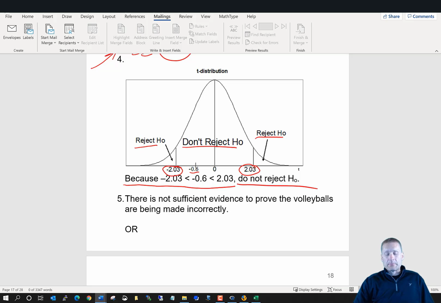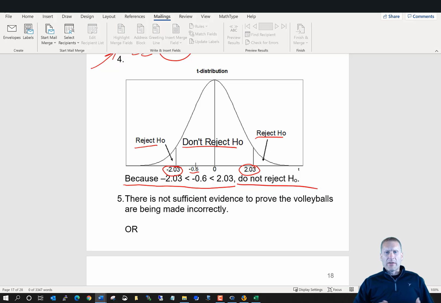That's how it's done. But again, let's think about how we're doing this. What these critical values are giving us is a probable region for the test statistic to fall within if the null hypothesis is true. And indeed, negative 0.6 did fall within that region. So that's why we don't reject H0.